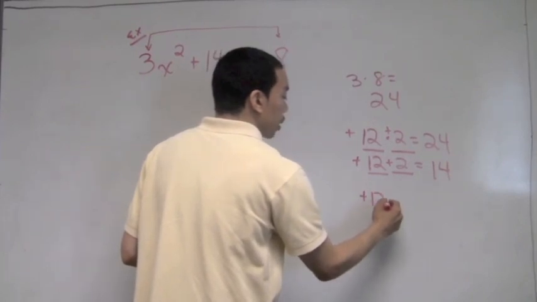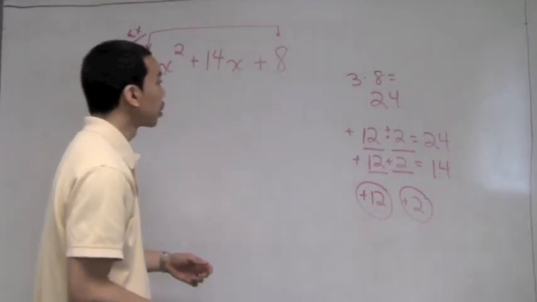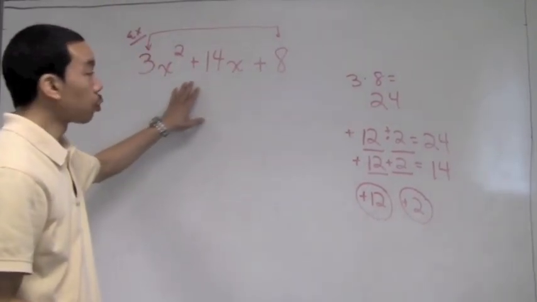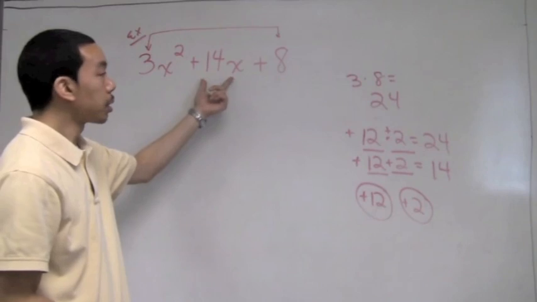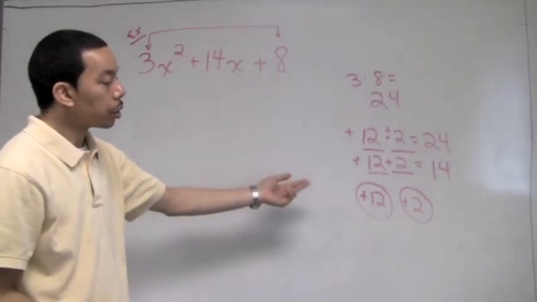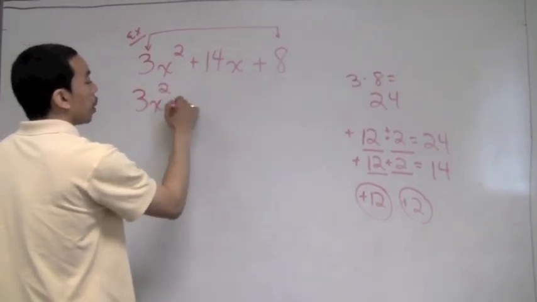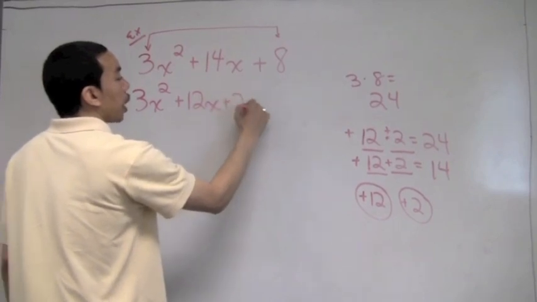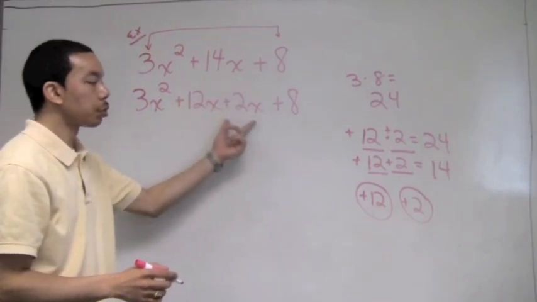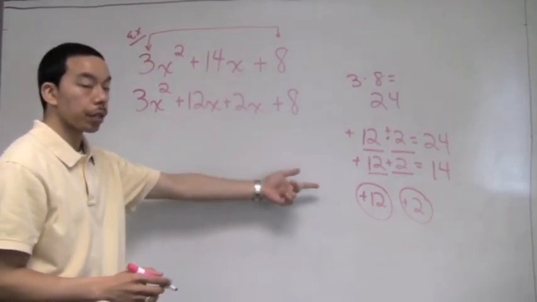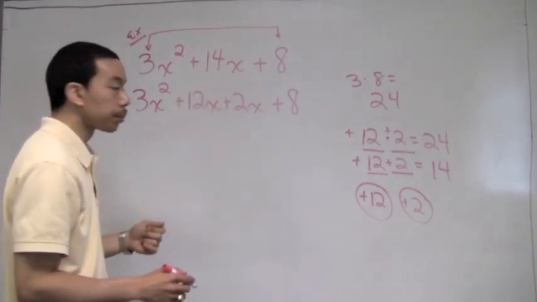So we're going to use positive 12 and positive 2, and we're going to add x's to the end of those. So the next step in the AC method is to rewrite this polynomial. Rewrite it except for the middle term. We're going to replace this middle term with the two numbers that we have found. So we're going to rewrite it as 3x squared plus 12x plus 2x plus 8. You see, we've rewritten the 14x with the 12x and the 2x. We used the 12 and the 2 that we found over here and added x's to them, because 12x and 2x surely do make 14x.